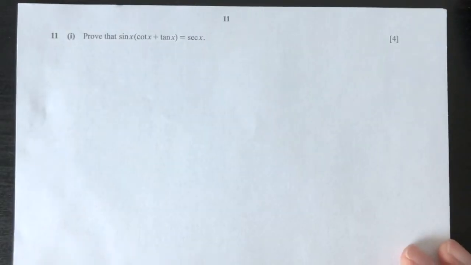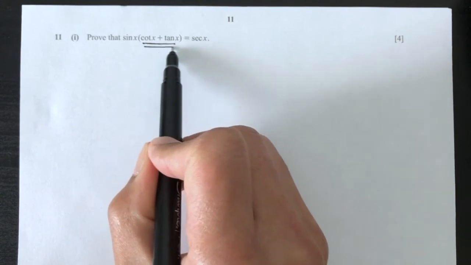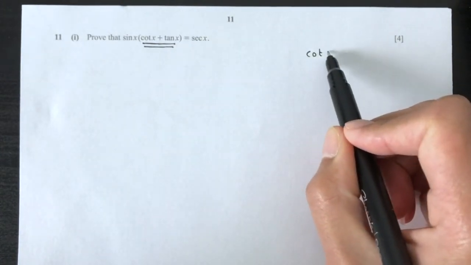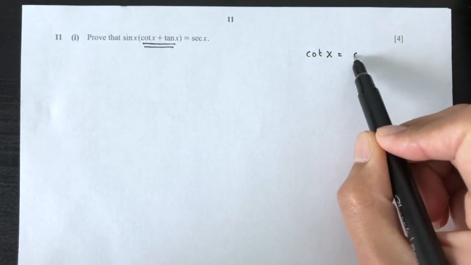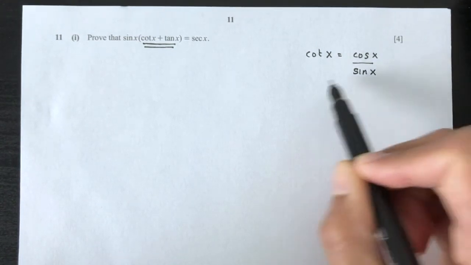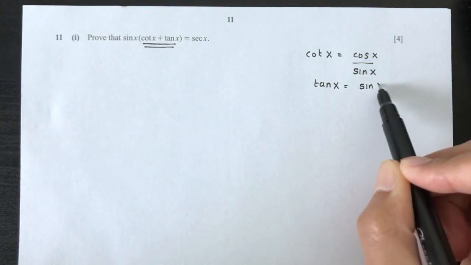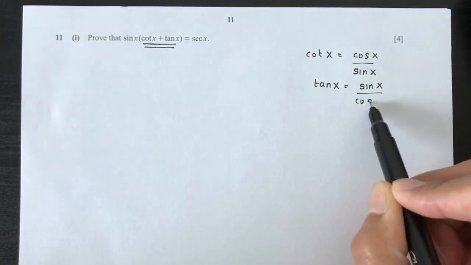Now let's move on to question number 11. We have to prove the left hand side becomes the right hand side. So let's do this step by step. The first thing, let's simplify this. What is cot x? You guys must know by now, cot x is cos x divided by sin x. Now what is tan x? Tan x is sin x divided by cos x.